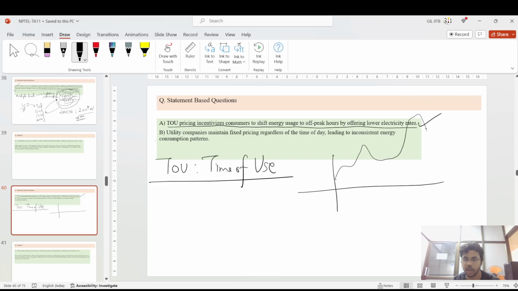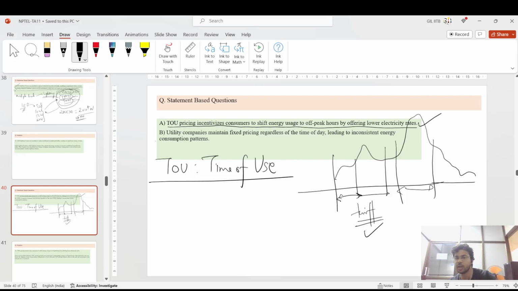offering low electricity rates. That is true, because if you see, this is the morning peak, and this is the evening peak. In the morning peak and the evening peak, the tariffs are high, to motivate the customers to not utilize power at that particular time. And the electricity tariffs are low in the off-peak hours, so it motivates the customer to operate then. So the first statement is true.